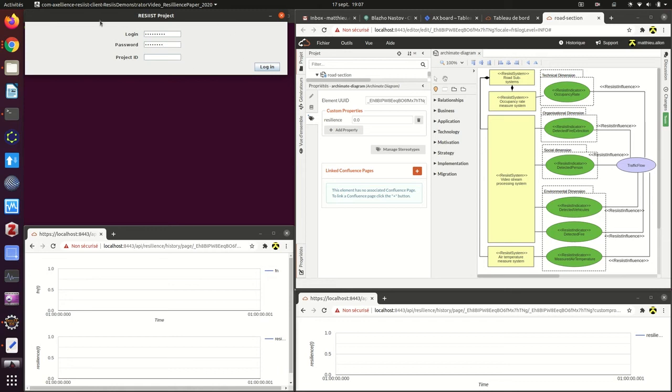We first log in using our login and password. We also use the project ID in order to select, on the server, the one we are going to work on. There is a 2D view representing the world and its subsystems in yellow, and the indicators in green for the moment.